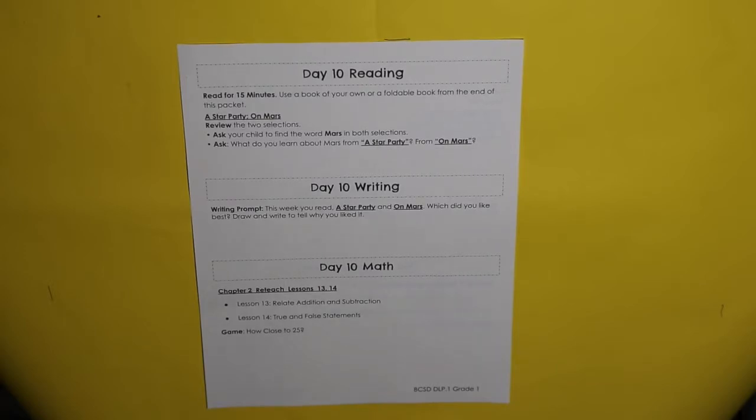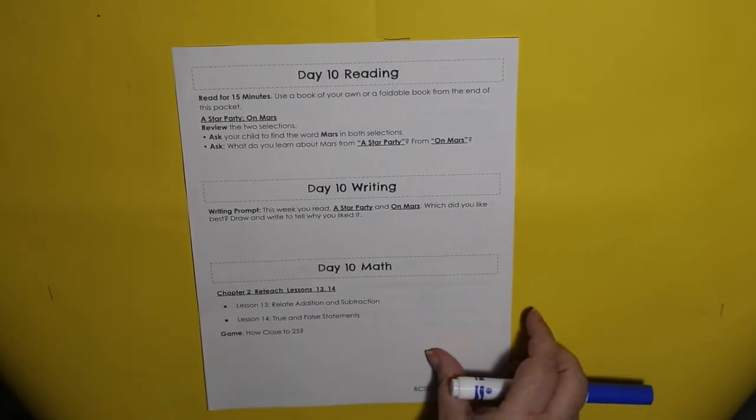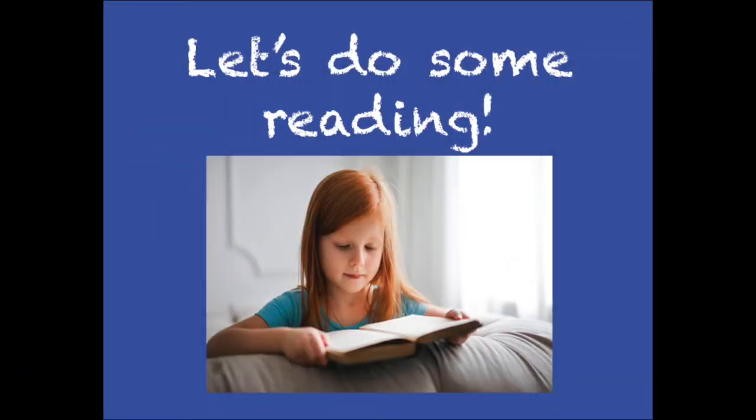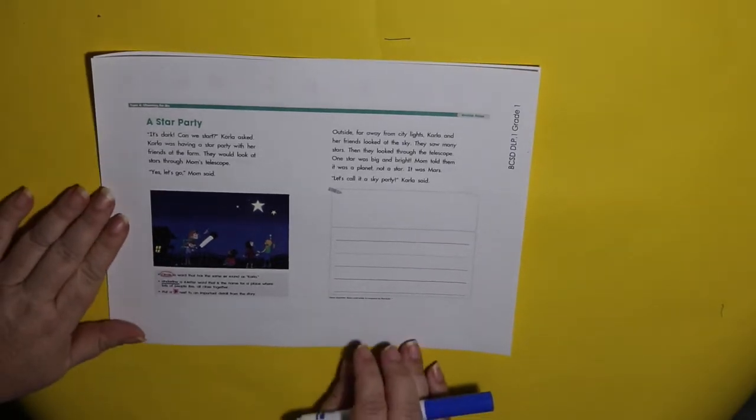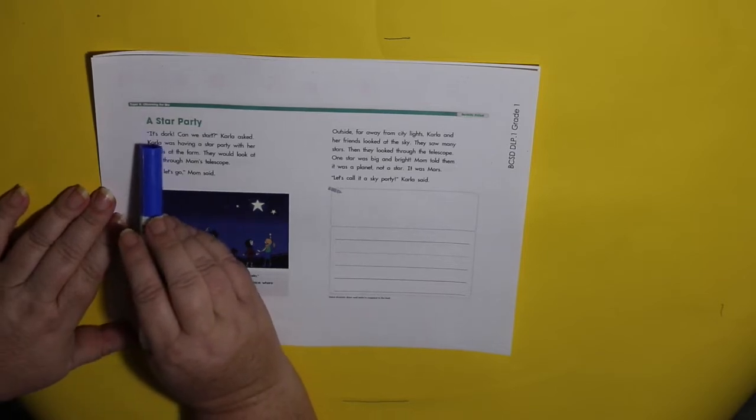So today we're going to do something a little bit different. We're going to review the two stories from this week, A Star Party and the text On Mars. And then we're going to figure out what we've learned about Mars from our passages. So the first thing we want to do is read both passages. We're going to start with A Star Party, which we read on day 6 and day 7. So it's review for us. Let's read that one through together.